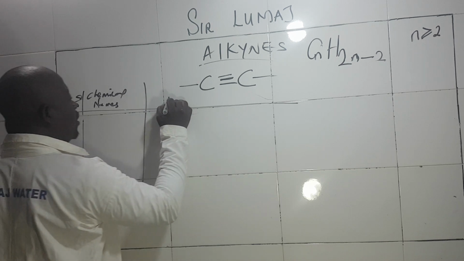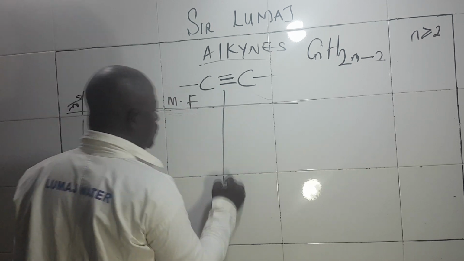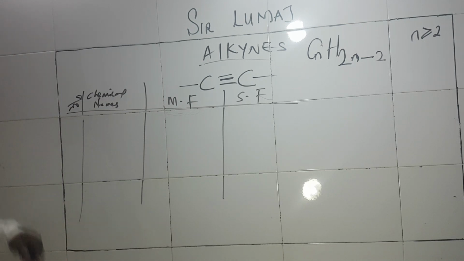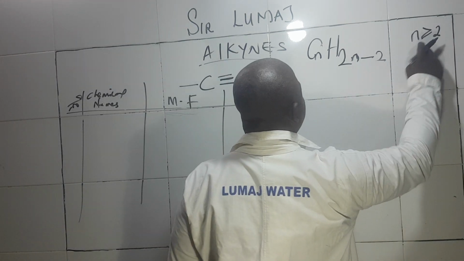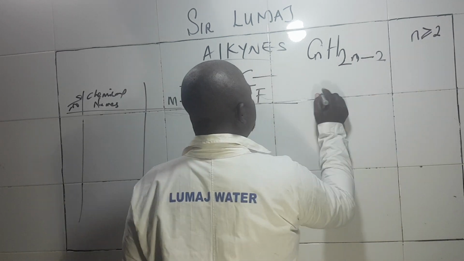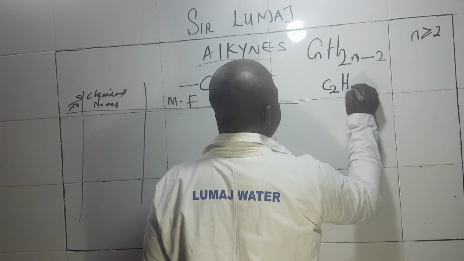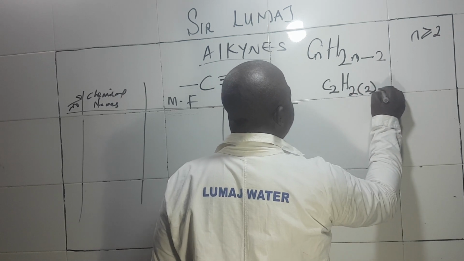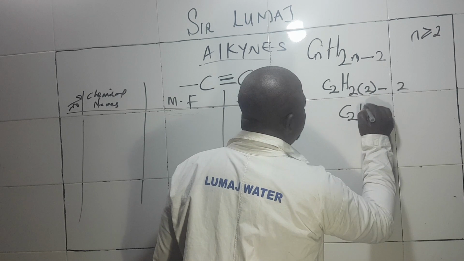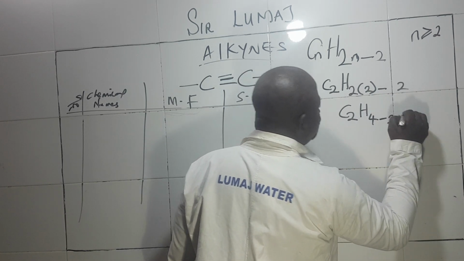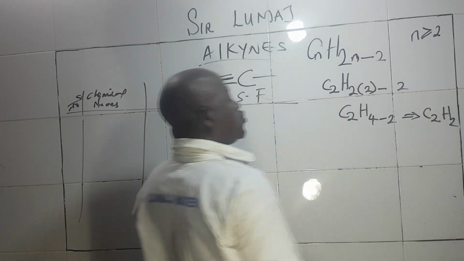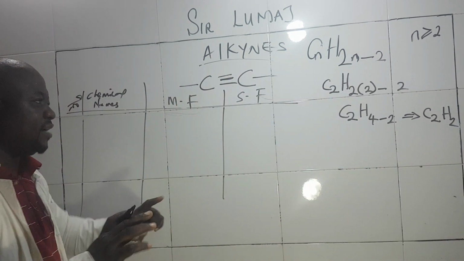We have the molecular formula, MF. We have the structural formula. So when n is greater than or equal to 2, you put 2 in this. We have C2, H(2n minus 2). We have C2, 2 times 2, 4 minus 2. So this will give us C2H2. There is no magic in this.